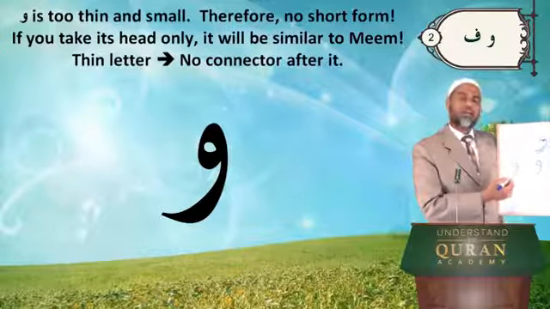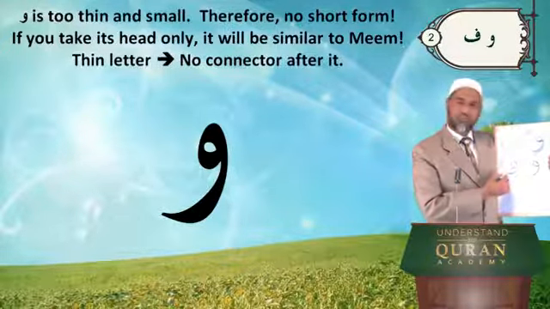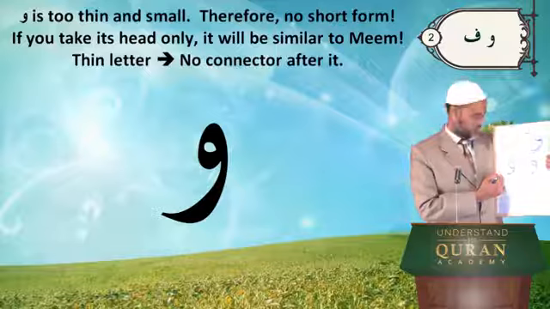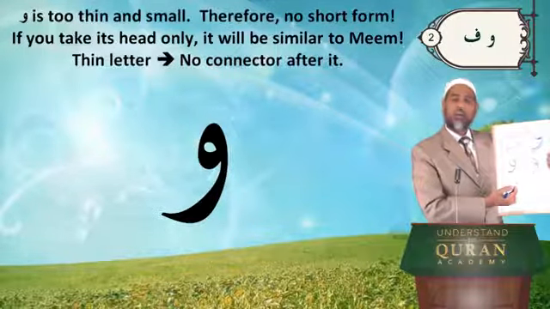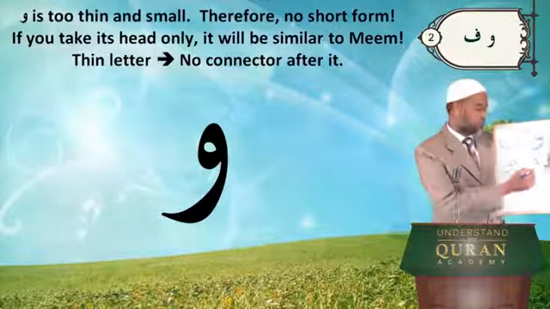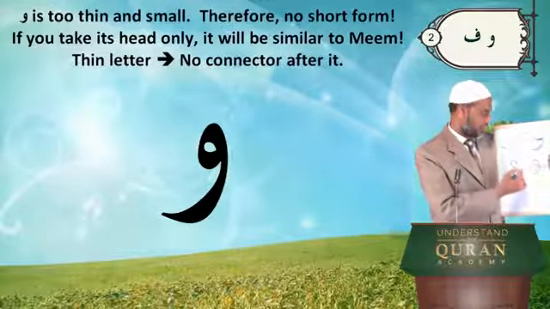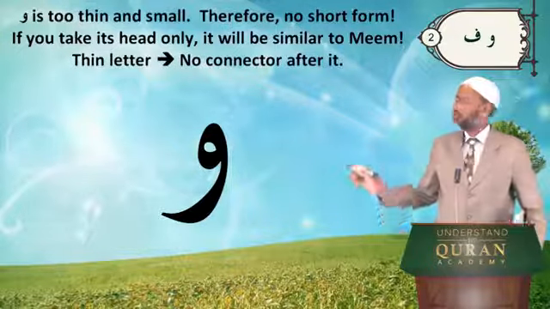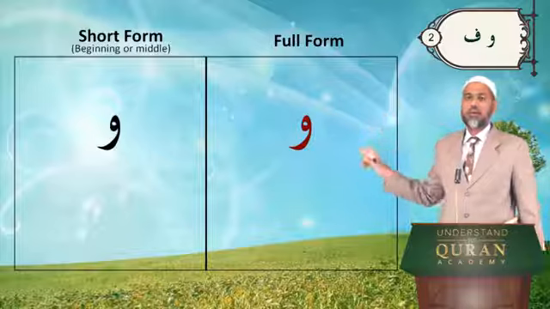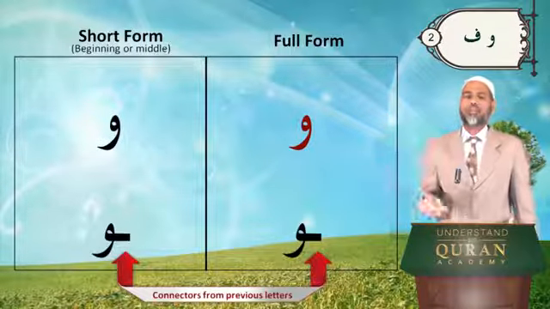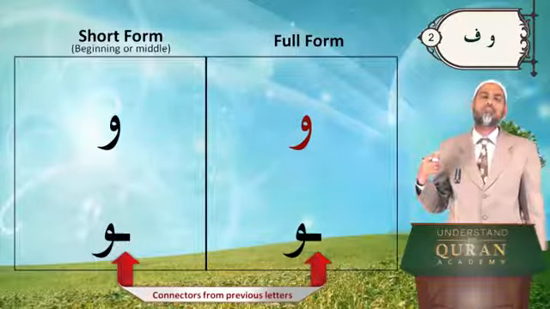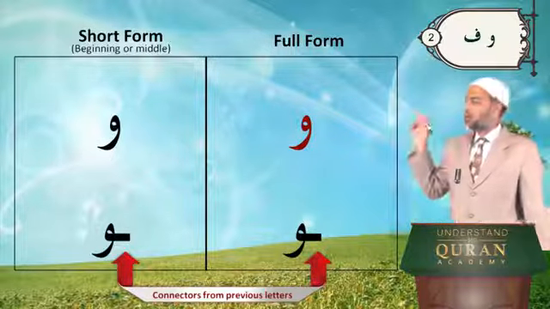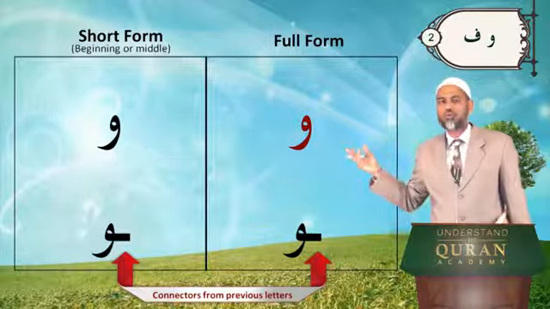What do you mean by not having a short form? First of all, it will have its full shape and it will not connect with others after it. However, it will allow connectors before it, so it can have a connector from letters before it. There you see the full form and the short form, and below it with connectors from previous letters. Almost all the letters allow connectors from previous letters, but those which do not have a short form do not join with others.